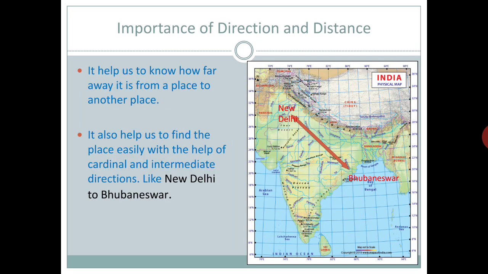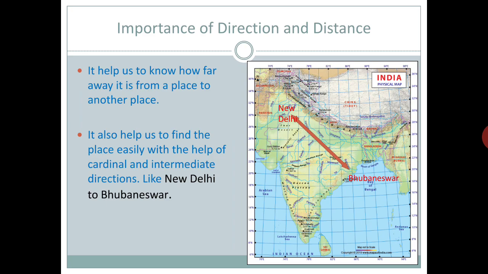Let us have a look at why direction and distance in a map are important. Direction and distance help us to know how far away a place is from one place.